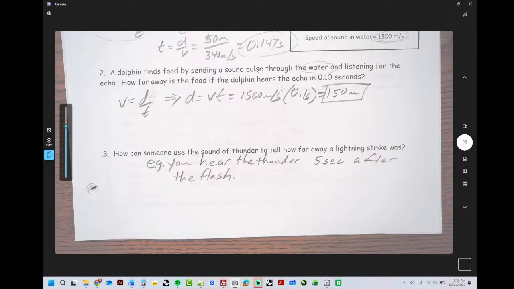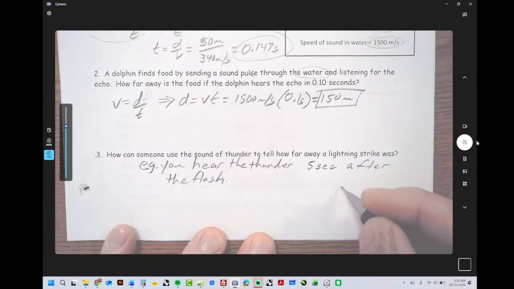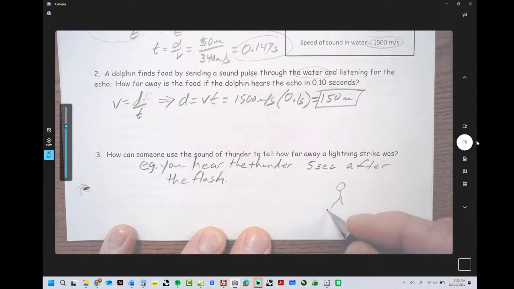Okay, so let me pick somebody, and you have to explain how we can figure out how far away the lightning strike was. Landon, how do we figure out the distance to the lightning strike? We use the speed of sound, so 340 meters per second. And what do we do with that? Multiply it by 5 seconds.